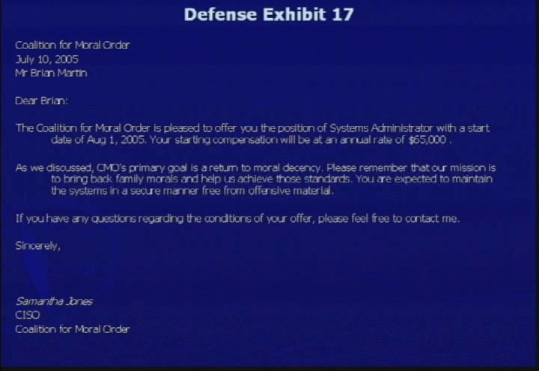Okay, so, and you admit that this system intercepted and stored the senator's emails and his photos? I found out later that they did. Okay.